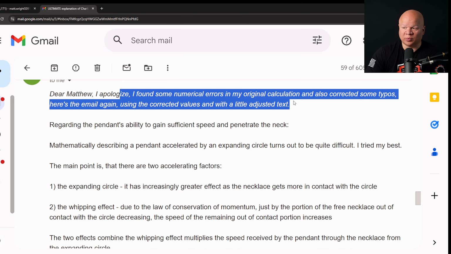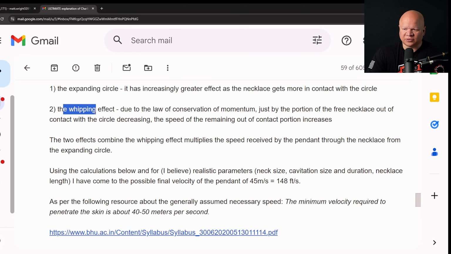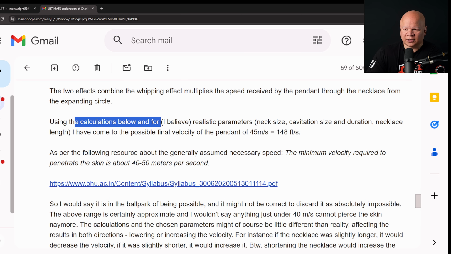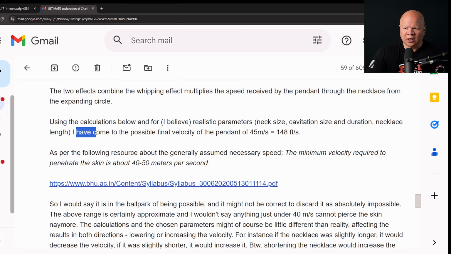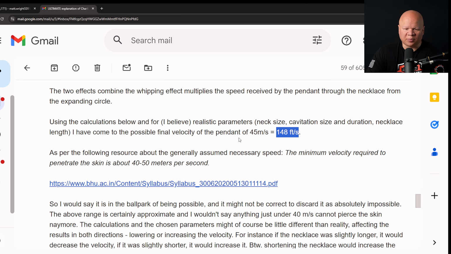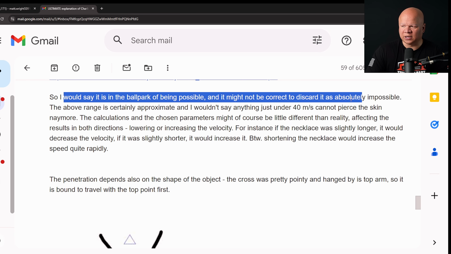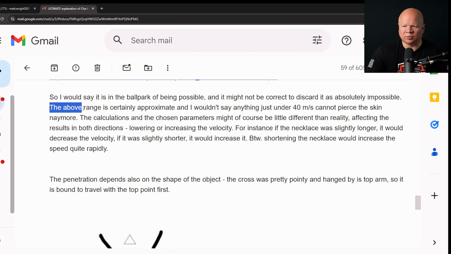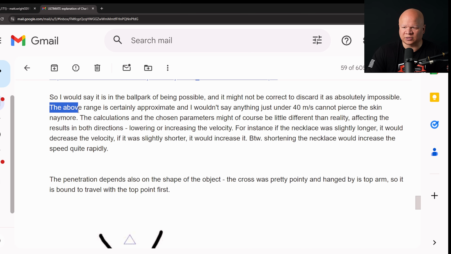"I apologize, I found some numerical errors in my original calculation." Same information, expanding circle, whipping effect. But they say, using the calculations below, for what I believe are realistic parameters, neck size, cavitation and duration, necklace length, I've come to the possible final velocity of the pendant of 45 meters per second, which equals 148 feet per second. And remember, it takes 40 to 50 meters per second to break the skin. "So I would say it's in the ballpark of being possible, and it might not be correct to discard it as absolutely impossible. The above range is certainly approximate, and I wouldn't say anything just under 40 meters per second cannot pierce the skin."